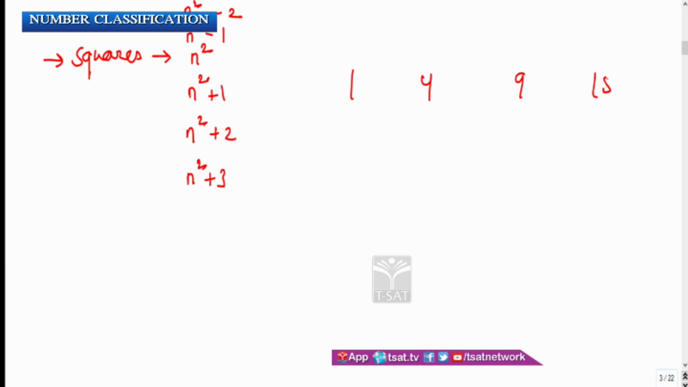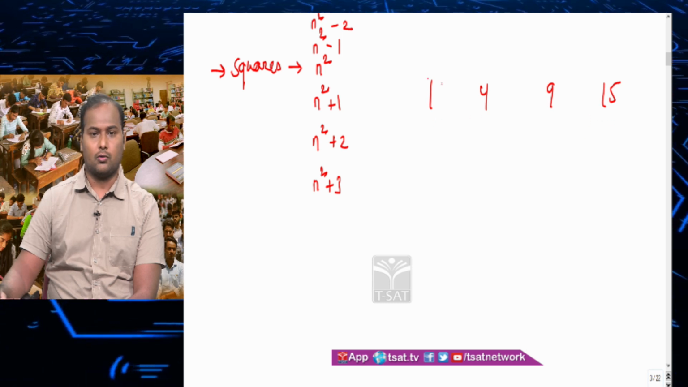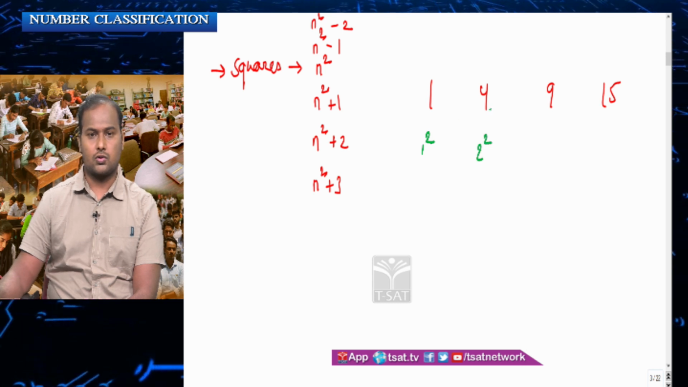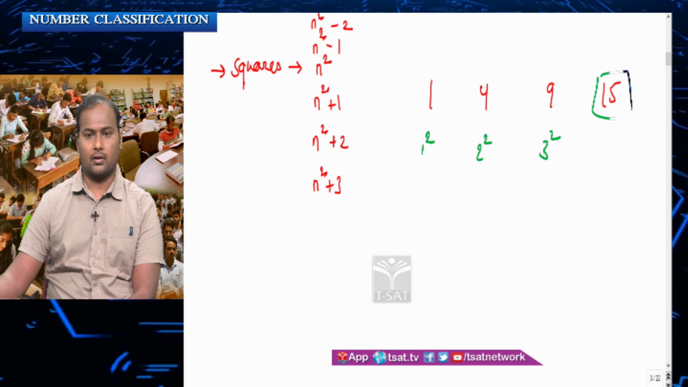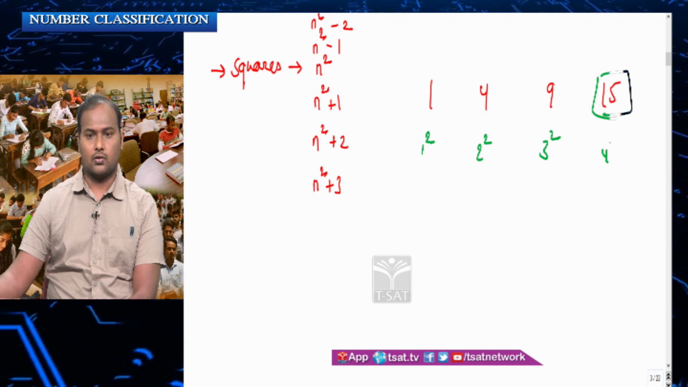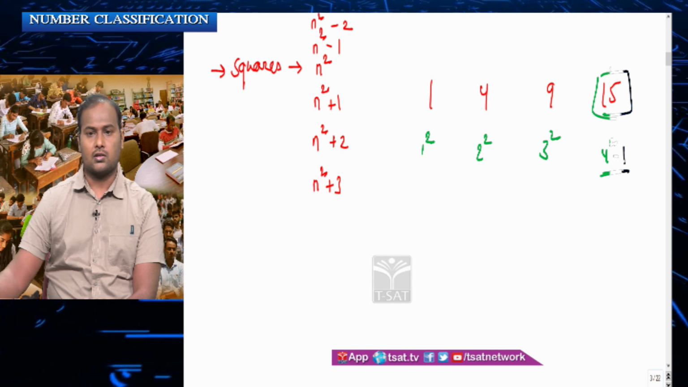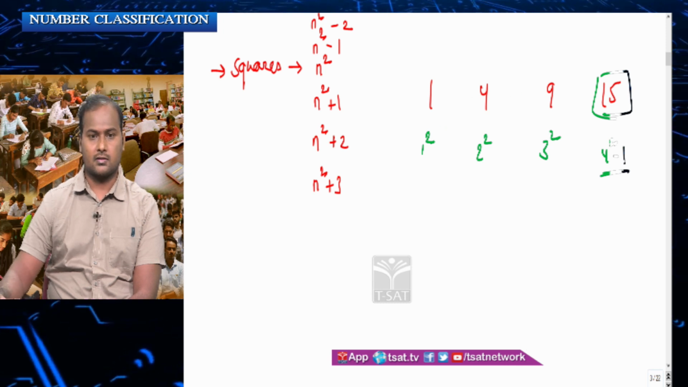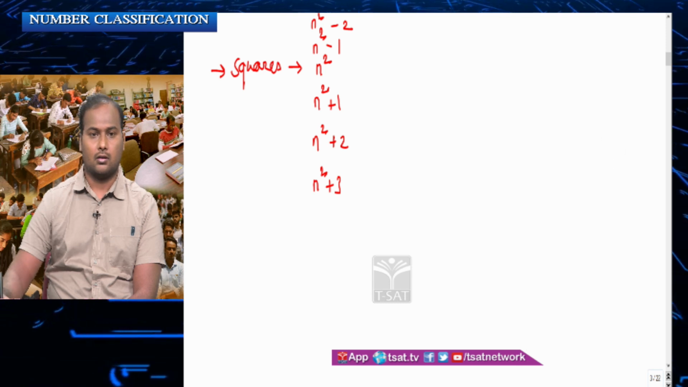For example, if the question is like this, we need to classify these numbers into one particular group based on a character. The moment I see this, I know 1 square is 1, 2 square is 4, 3 square is 9. Obviously, this is the different one, 15. It is 4 square minus 1. So obviously, this is a different one. This is what we call classification. In classification, we need to identify a certain character that classifies the numbers.